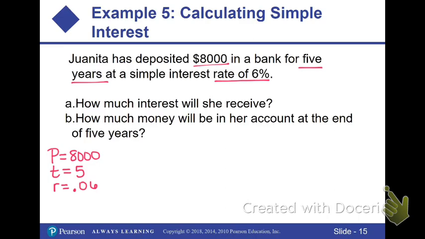All right, so we're after simple interest, so I equals PRT for A. And so let's plug in what we know. So I equals 8,000 times 0.06 times 5. And so we calculate that, and we should get $2,400.